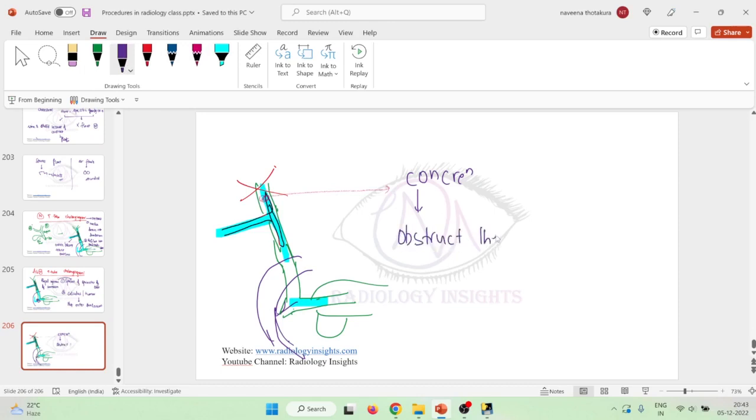Because of this obstruction of the lumen, the contrast does not pass into the hepatic duct, and thus the contrast only goes distally instead of going proximally. So this is one more problem.